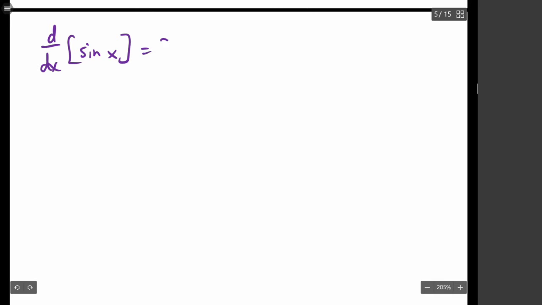We talked about sine and cosine. We want to ask, well, what is the derivative of sine of x? And what is the derivative of cosine of x?